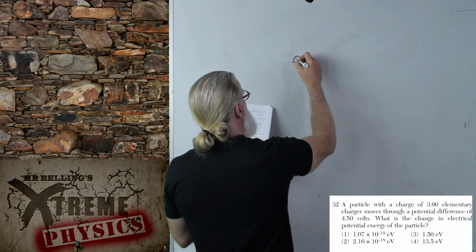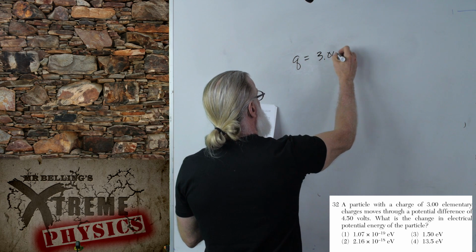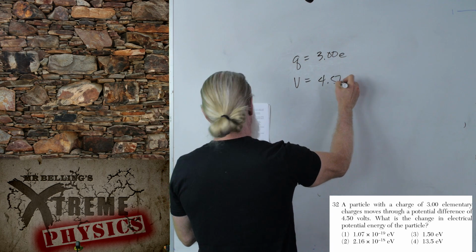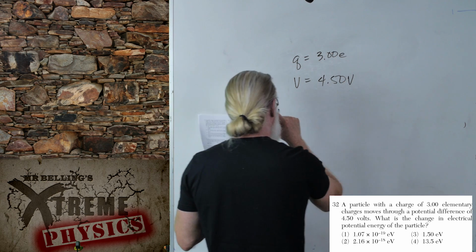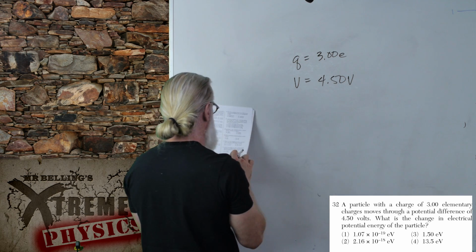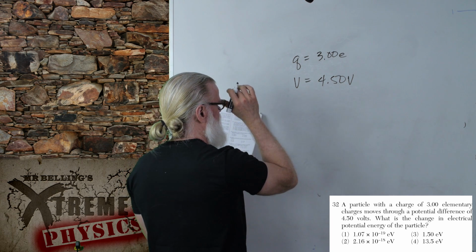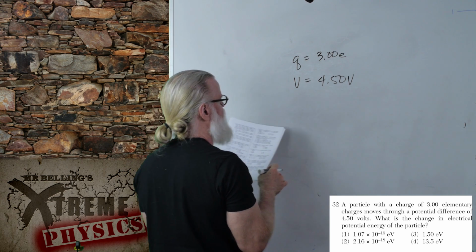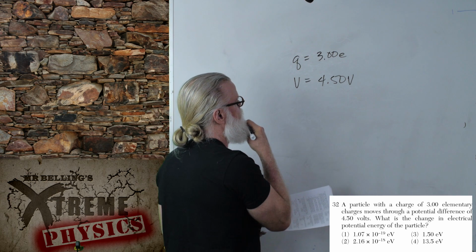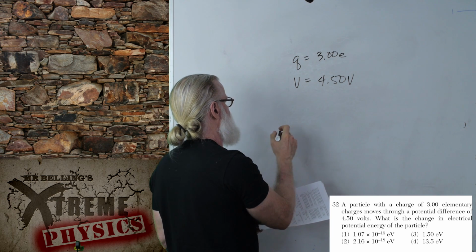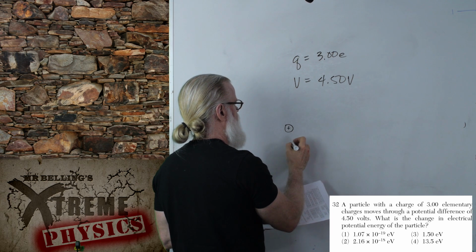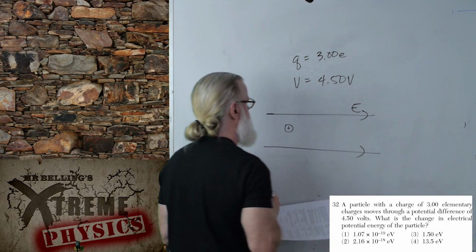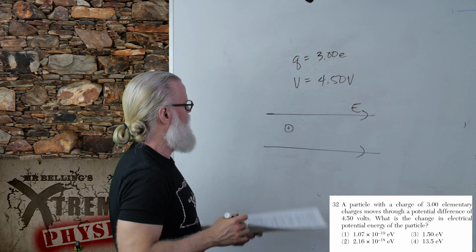A particle with a charge of 3.00 elementary charges moves through a potential difference of 4.50 volts. All right, so we must be in a... they don't say whether it's positive or negative. What is the change in electric potential energy of this particle? All right. So this thing's moving through an electric field, so we have some sort of charged particle. Let's say it's positive. And so this is in some sort of electric field. And we must be moving it this way.